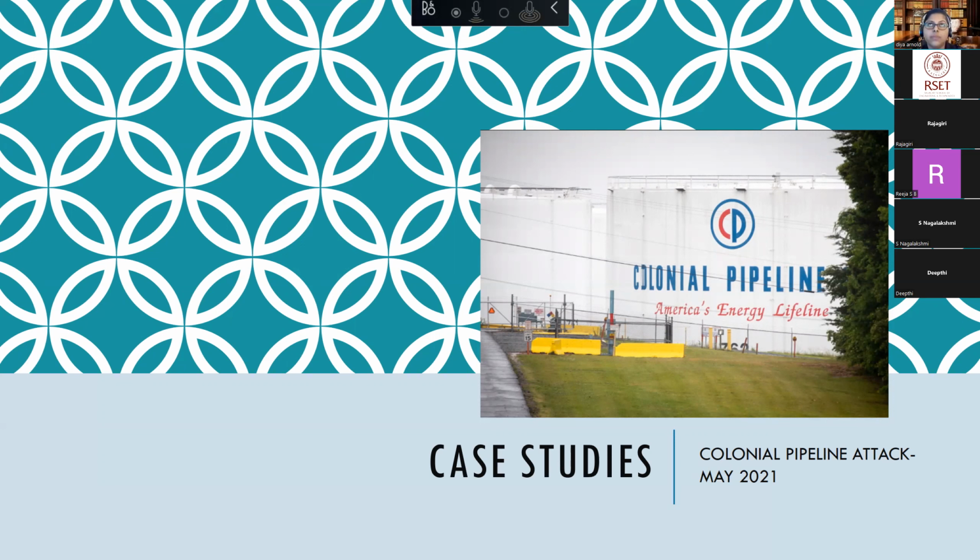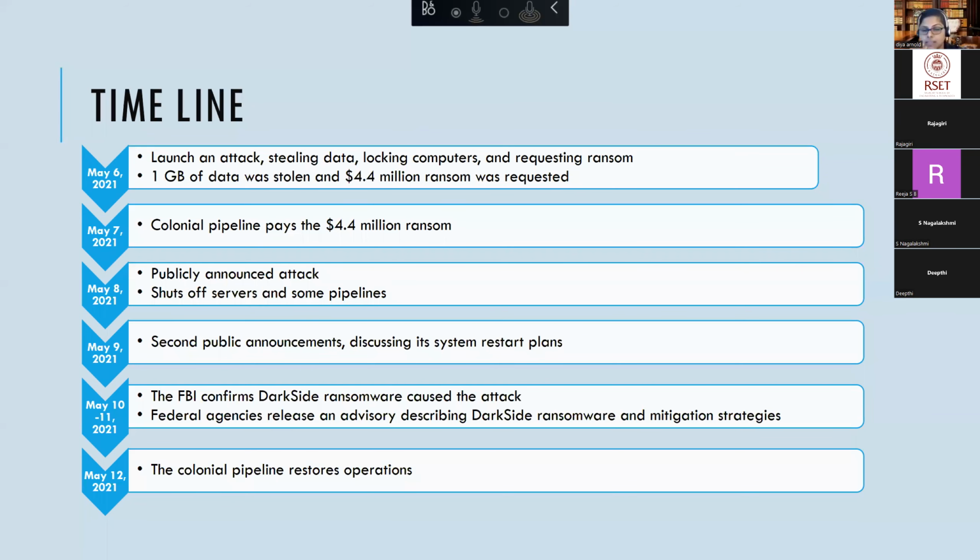In the US, that was an attack against the US critical infrastructure, which is the Colonial Pipeline. Now, the Colonial Pipeline is a petroleum oil network. As you know, many of you might have heard about this news, which spanned a long distance. And this was the attack which happened in May 2021. On May 6, the attackers launched the attack.